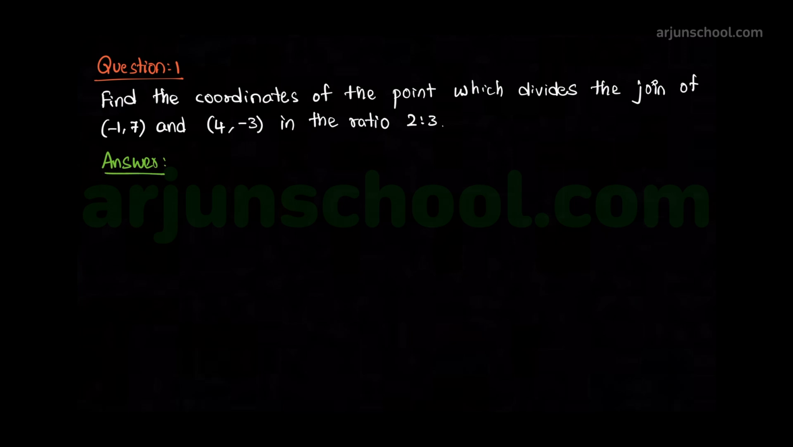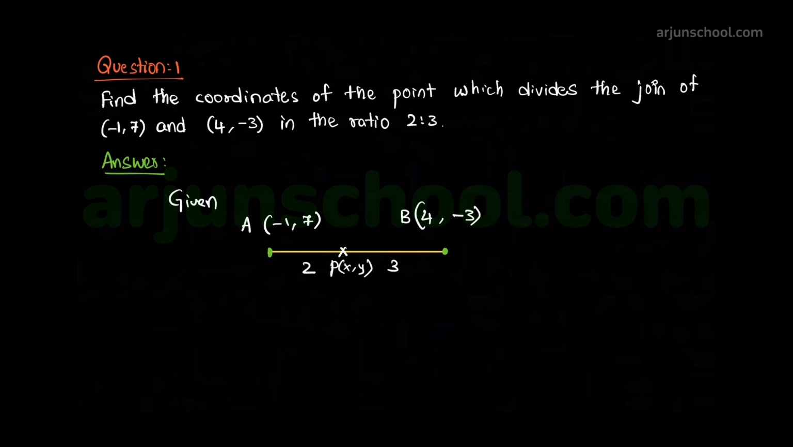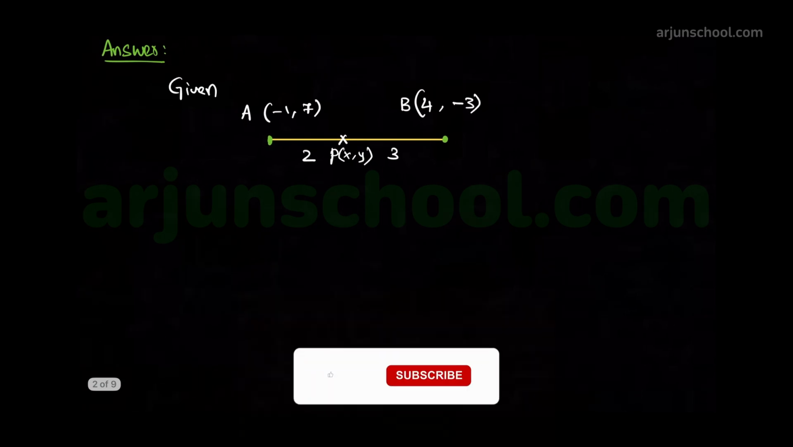Answer. We are given 2 points, (-1, 7) and (4, -3). Let us call these points A and B. There is a line segment joining A and B, and we have to find a point on this line segment that divides the line segment in the ratio 2:3. Let us call this required point P(x, y).